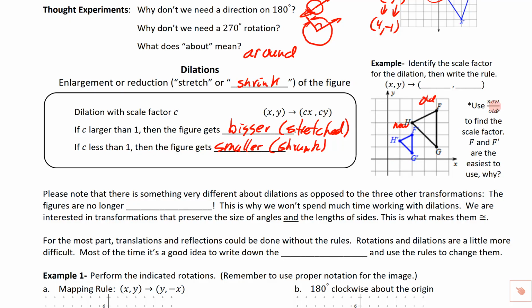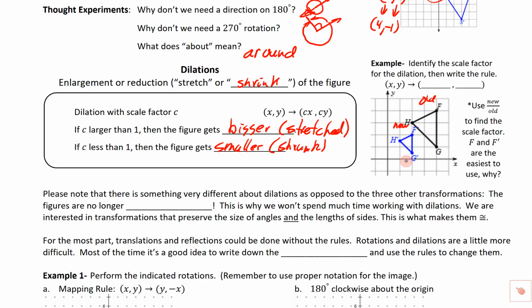So what we usually use is we use a fraction. We do the new one over the old one to find that scale factor, and we're going to use f and we're going to use f prime. And what I'd like you to look at is why are those two the easiest points to use? Because we're going to use the x and y coordinate of f and f prime instead of using h and h prime or g and g prime.